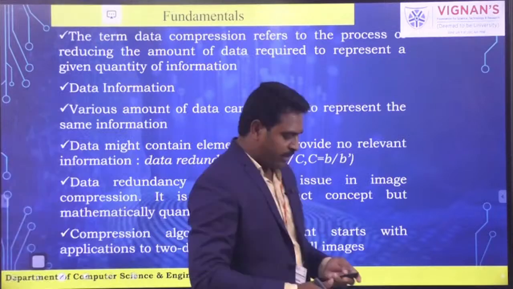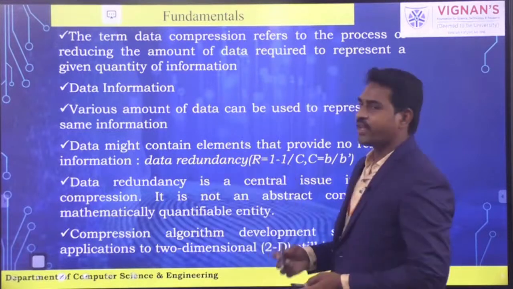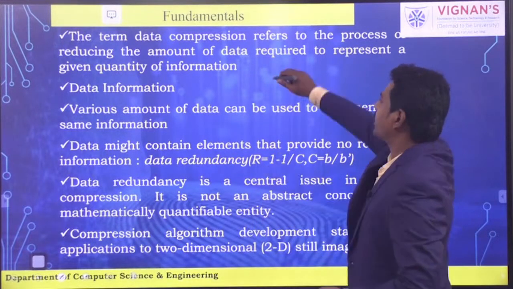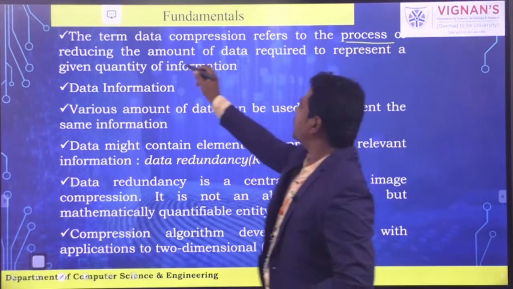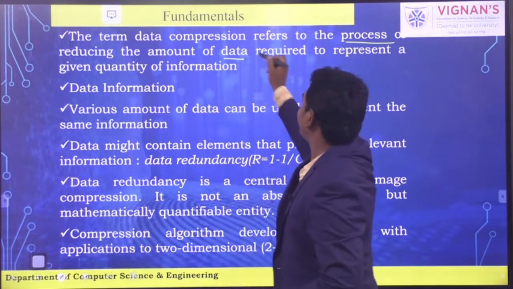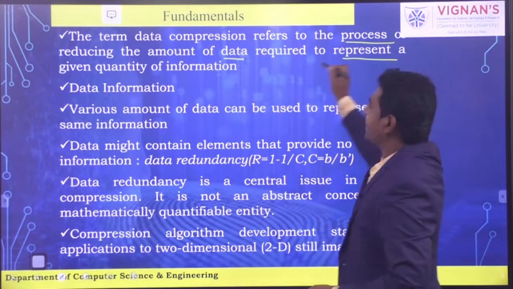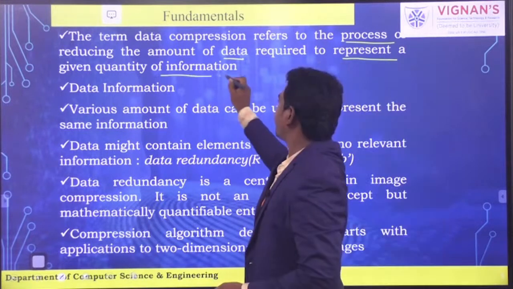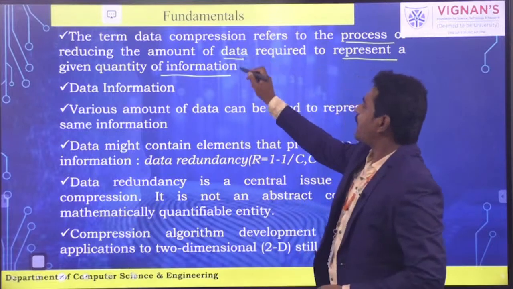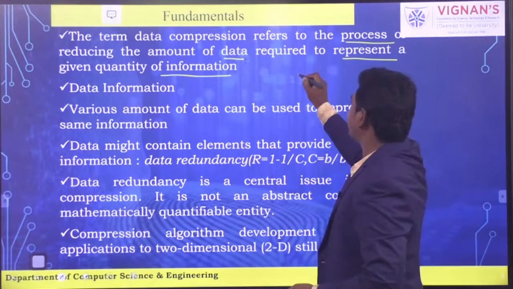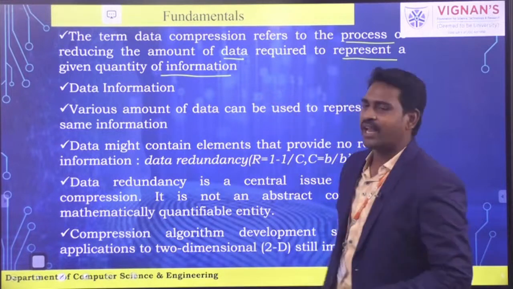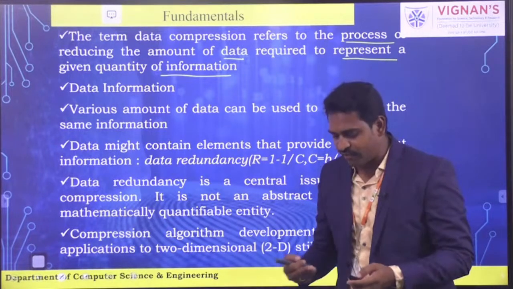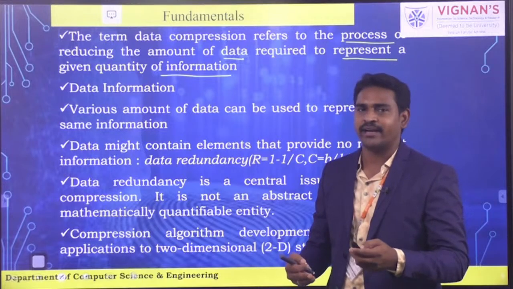Now coming to image compression. I would like to recall the definition once again. Image compression refers to the process of reducing the amount of data required to represent a given quantity of information. So here I am using two words: one is data and the second one is information. I would like to differentiate these two terms, data and information.